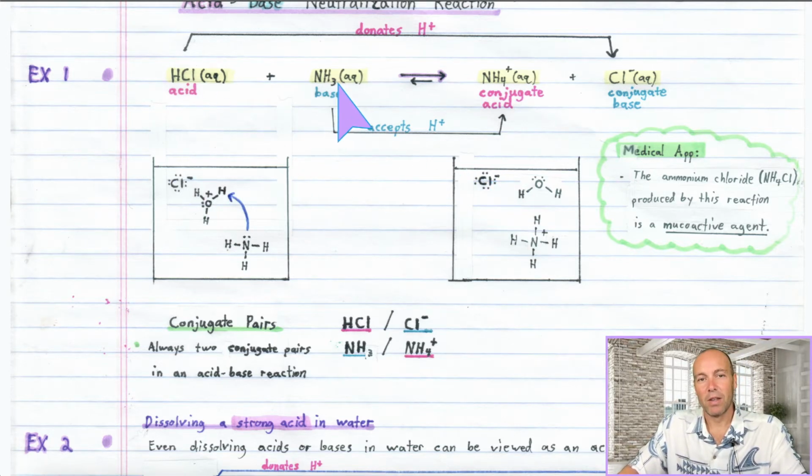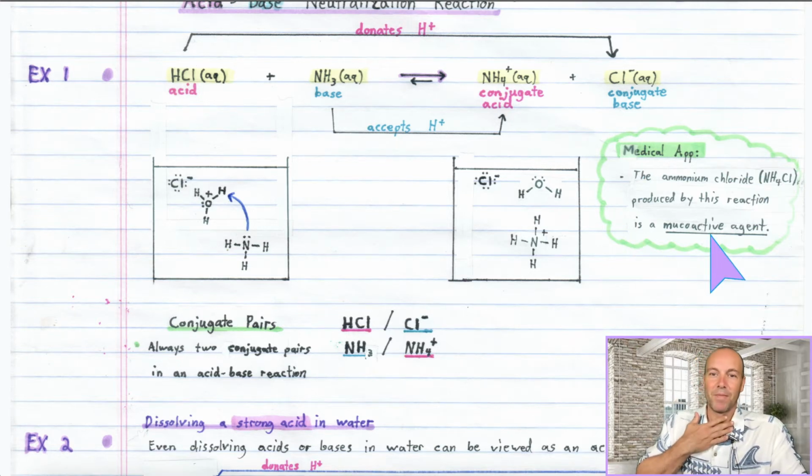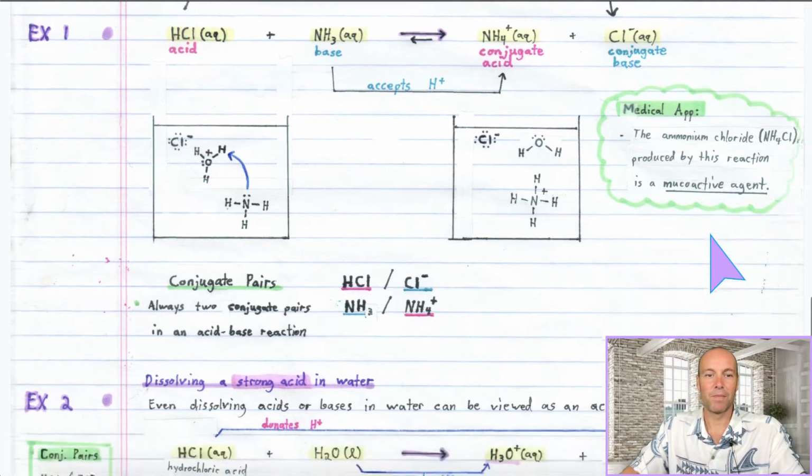This reaction produces ammonium chloride, and ammonium chloride is a mucoactive agent, and so this substance right here, NH4Cl, is found as the active ingredient in some medicines that help thin down your mucus and clear out your system.